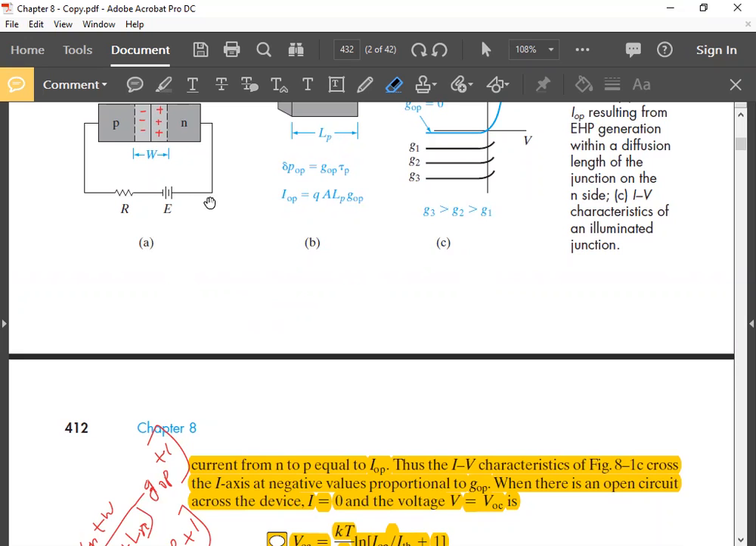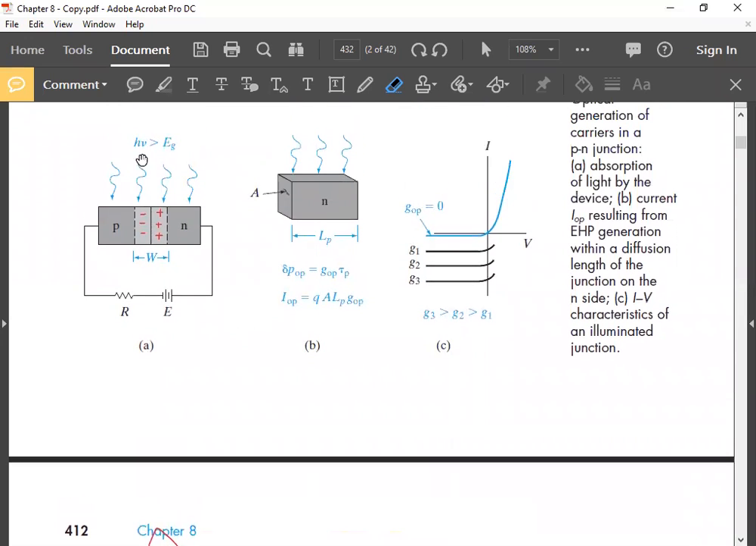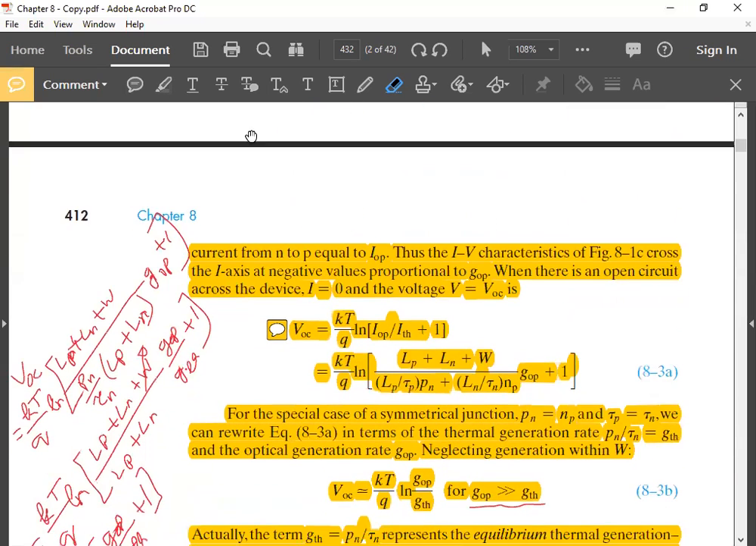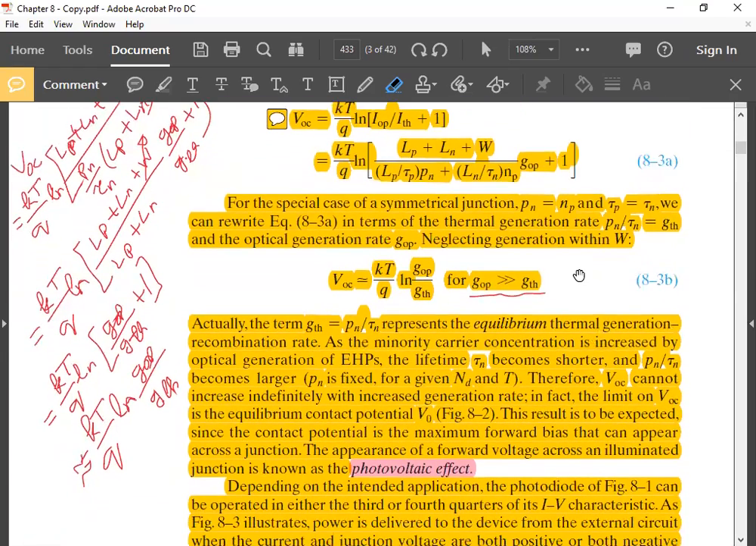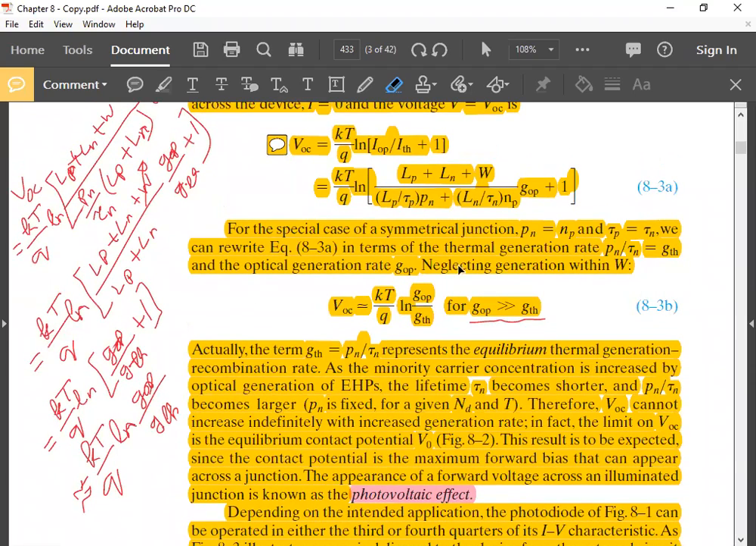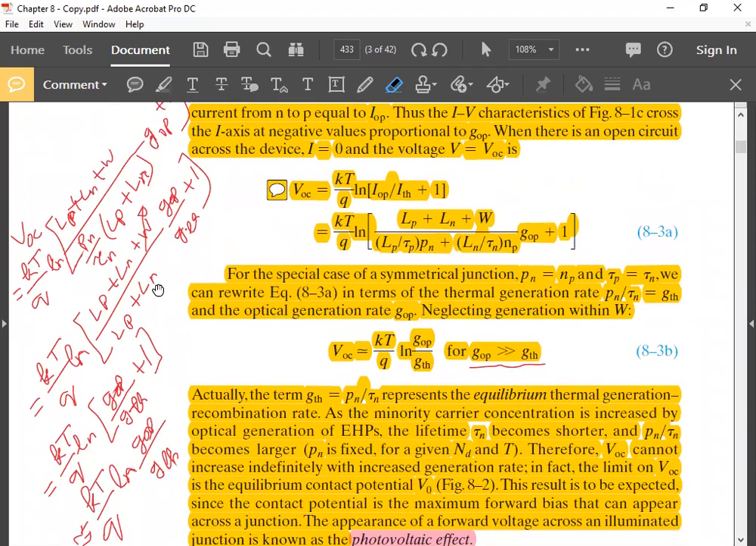But here actually, this generation comes from optical generation. There was no optical generation before, there was only thermal generation. This W comes from the contribution of optical generation, and there can be significant optical generation in the depletion layer, but in the book they have ignored it again, as far as I can understand, just to make the equation simple.